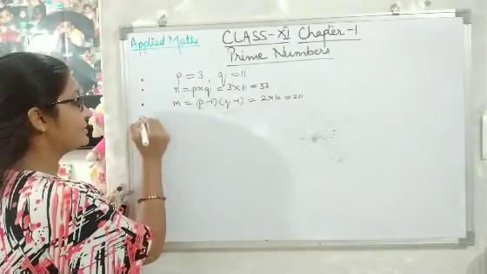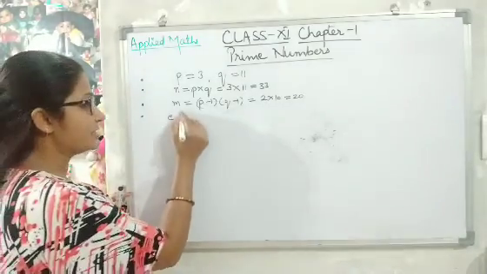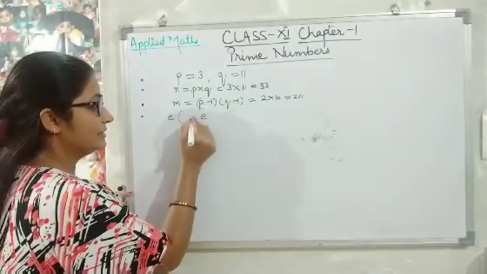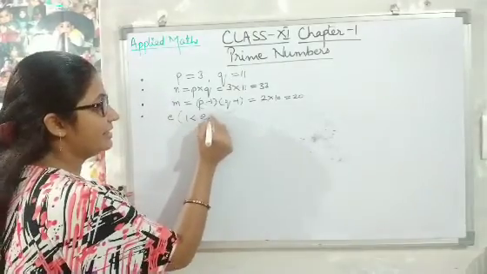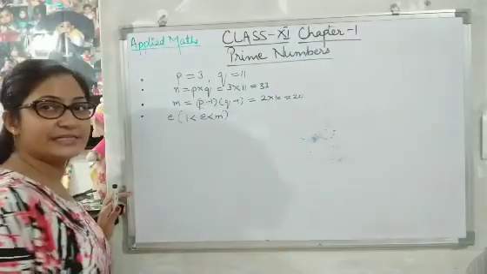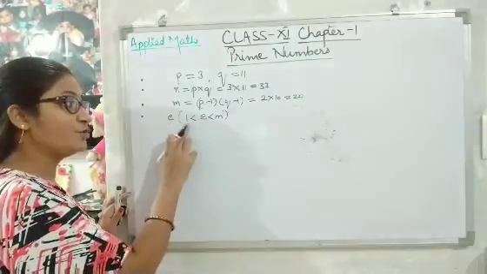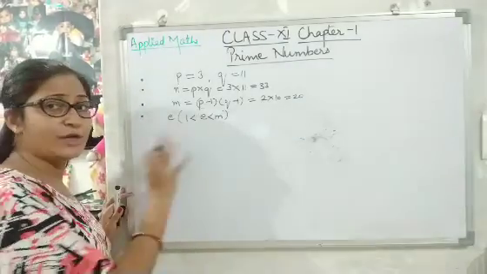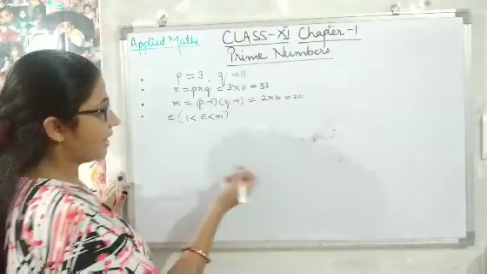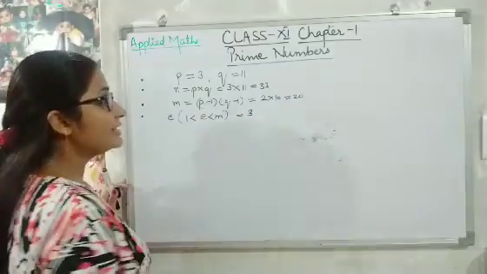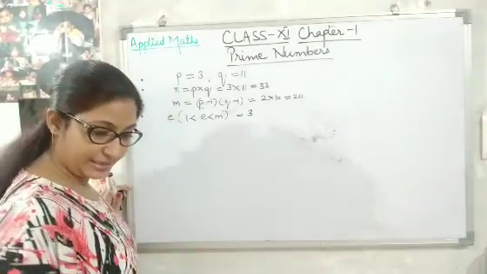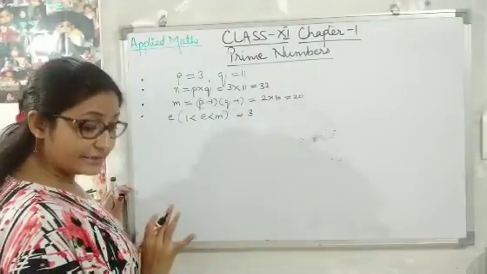Then we have to select E. So E is greater than 1 and less than m. You can understand it like this: the value of E should be greater than 1 but less than m. So you can select any of the values. Let's suppose I take 3. Any of the values you can take. Here I am taking 3.